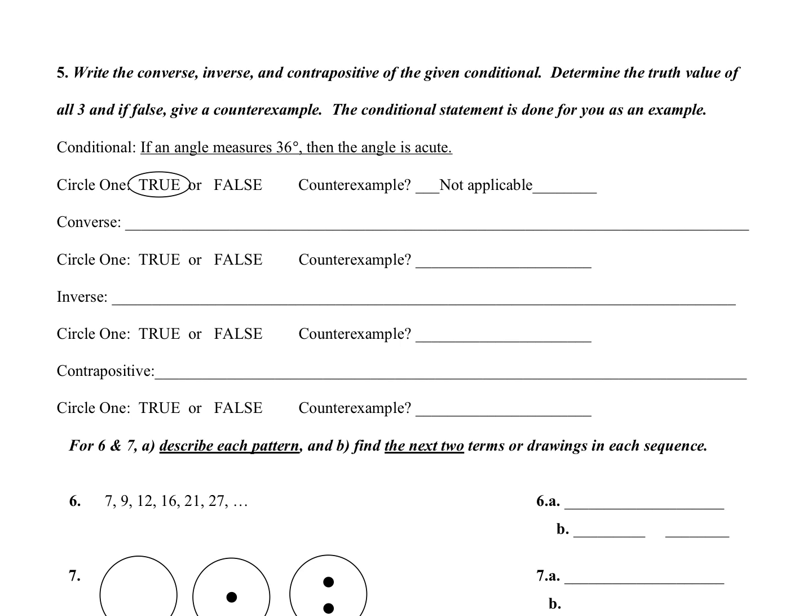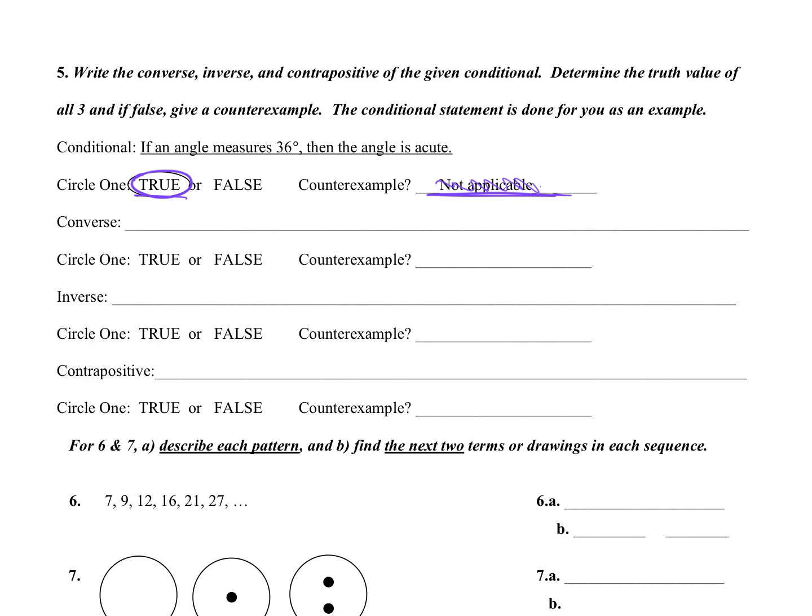All right. Number 5. You have to determine true or false. And then if it's false, write a counterexample. If it's true, there is no counterexample, right? Because it's a true statement. So this first one says, if an angle measures 36, then the angle is acute. That's true, right? And I have that circled for you. There is no counterexample if it's true. So you just leave that blank. You don't need to write not applicable.